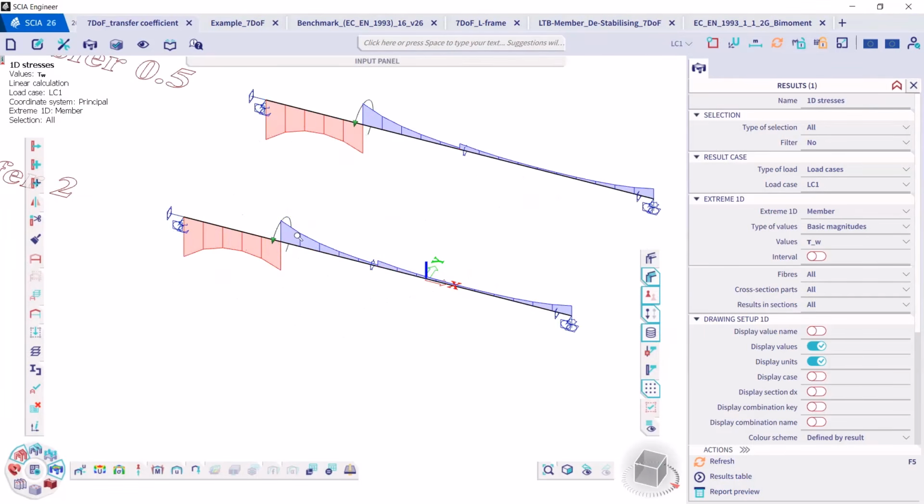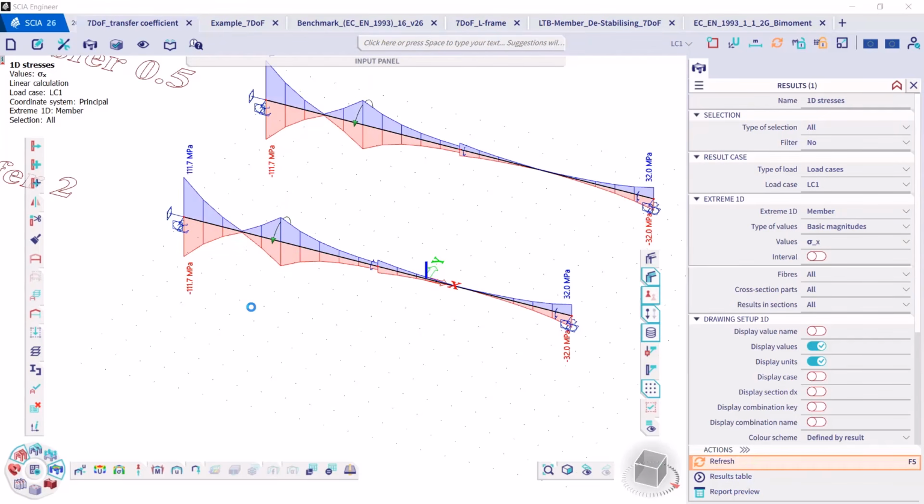So tau omega, as you can see, will have a switch from a negative value to a positive value exactly on the position where we have the torque. We can also have a look at sigma x, and sigma x obviously will now depend on the MW moment, and this is why we have peaks where we have the torque moment also.